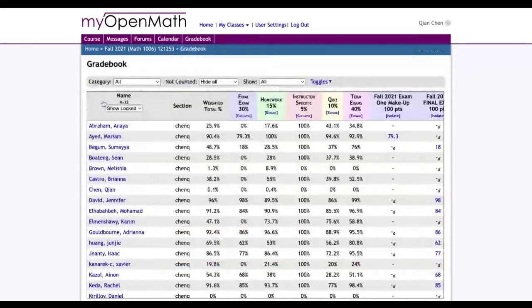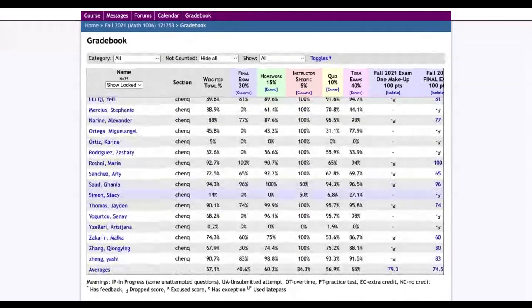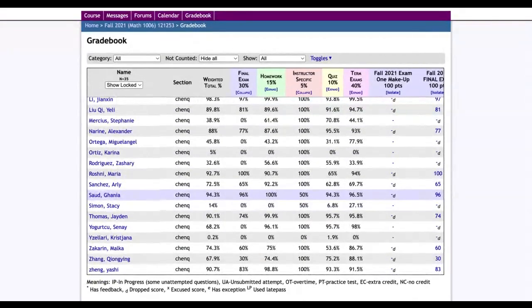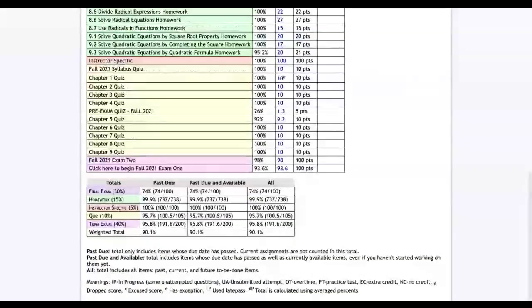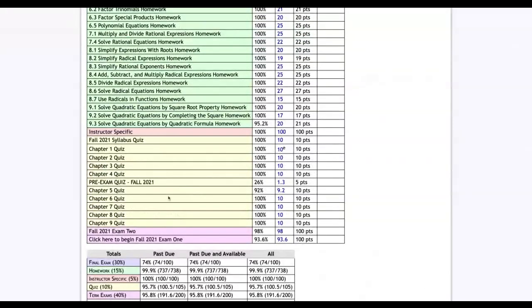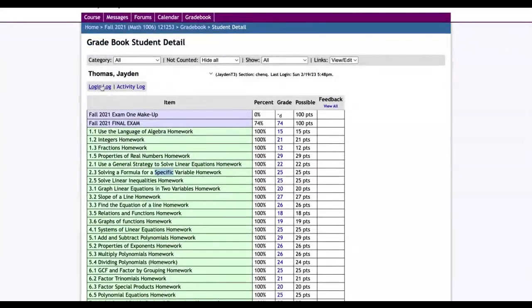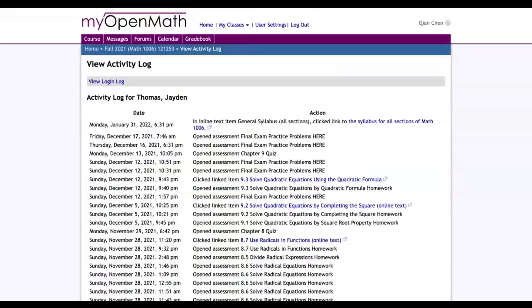So if I go to gradebook, I'm going to just randomly choose one. So this is 2021, okay. Let's see if I go to these students. Then I go to, no, I should go to gradebook, I think. Oh, here, right here. You see, login log, activity. This is the activity log. I just learned about it.